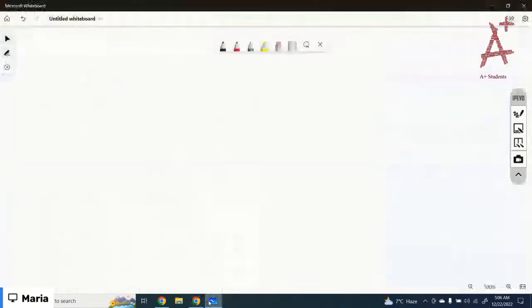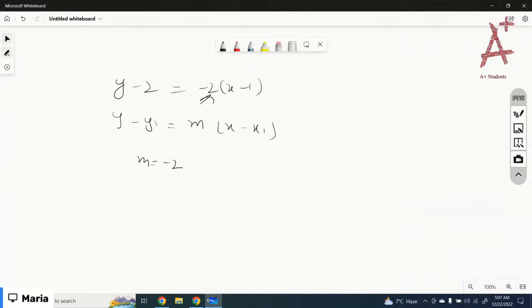y minus 7 equals negative 2 times x minus 1. Got it? Just equate the equation with the point-slope form of the equation, which is y minus y1 equals m times x minus x1. This is the slope. m equals negative 2. Got it? And x1 is 1 and y1 is 2.